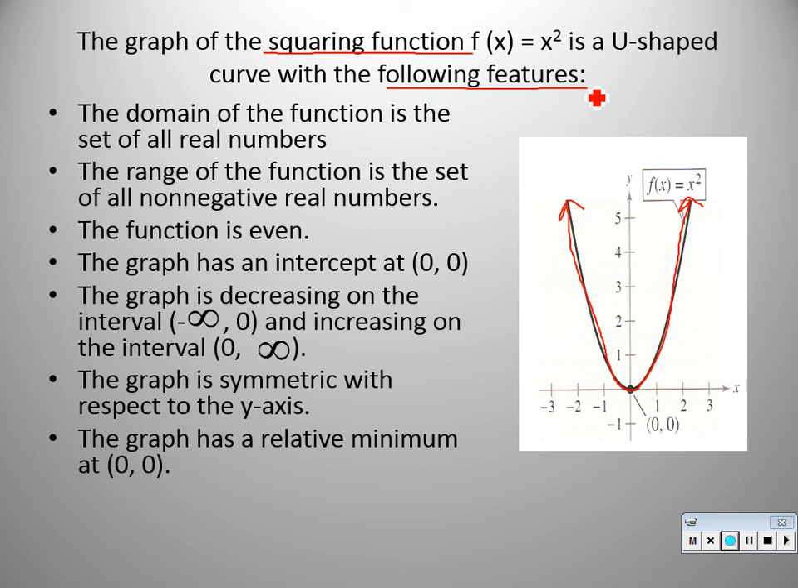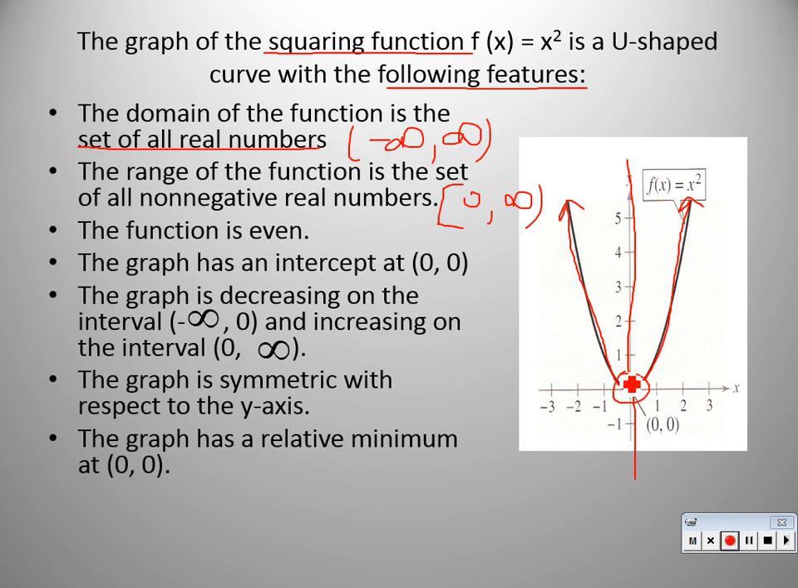The domain, and this is for the original parabola. This isn't assuming that we do anything with it in terms of changing its shape or where its location is. The domain is the set of all real numbers. Okay, that goes from negative infinity to positive infinity. The range is the set of all non-negative real numbers. So the range for this would be from 0 to positive infinity. The function's even, meaning that it is symmetric to the y-axis, as you can see here. The graph has an intercept at 0, 0, and that's that point right there.